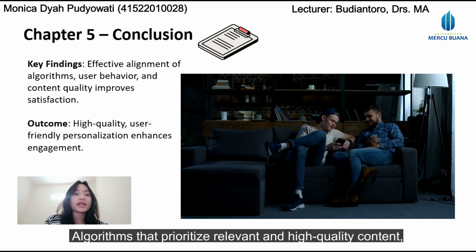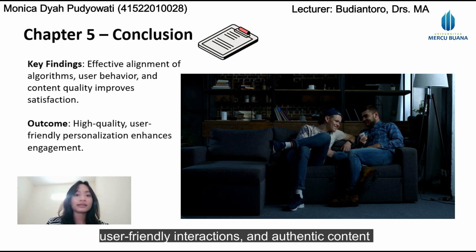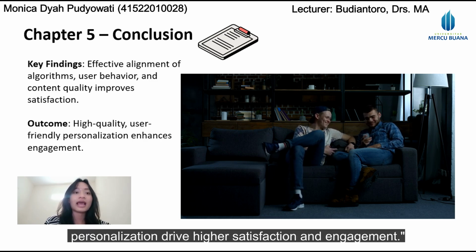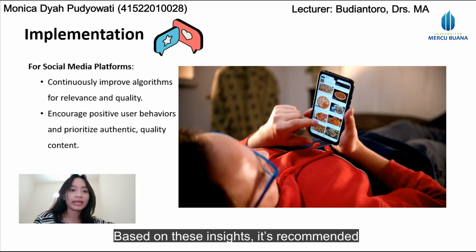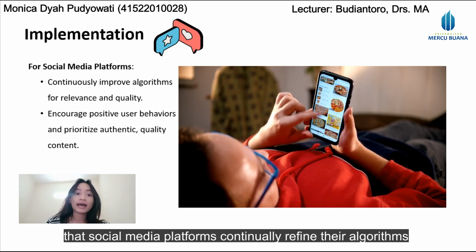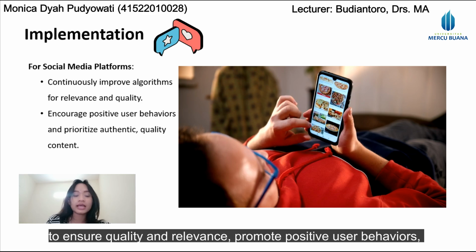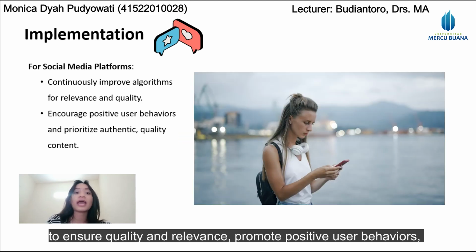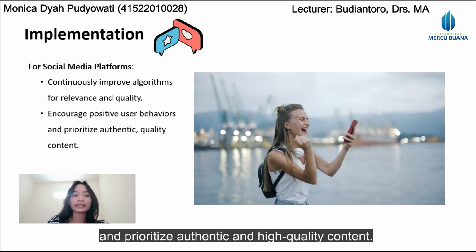Algorithms that prioritize relevant and high-quality content, user-friendly interaction, and authentic content personalization drive higher satisfaction and engagement. Based on these insights, it's recommended that social media platforms continually refine their algorithms to ensure quality and relevance, promote positive user behaviors, and prioritize authentic and high-quality content.